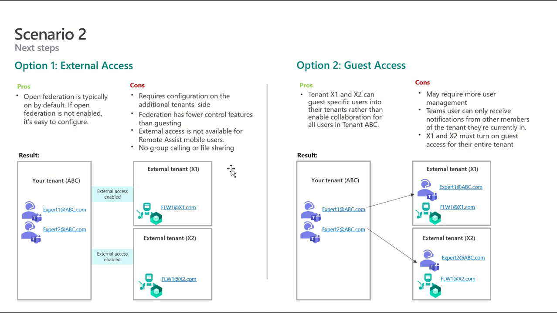Next, Federation has fewer control features than guesting. As you see, by definition, external access enables all the Teams users in one tenant to search and collaborate with all the Teams users in another tenant. That's really different from guest access, in which one of the tenants can choose which specific individual they want to collaborate with in their own tenant.